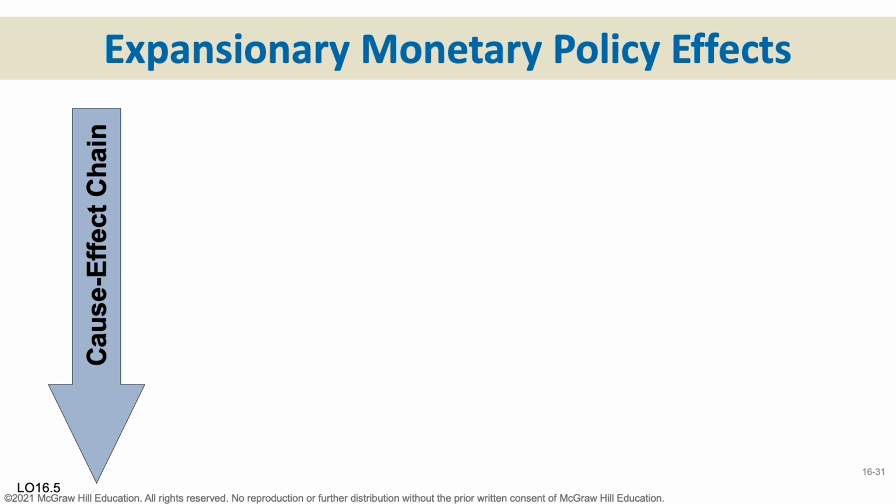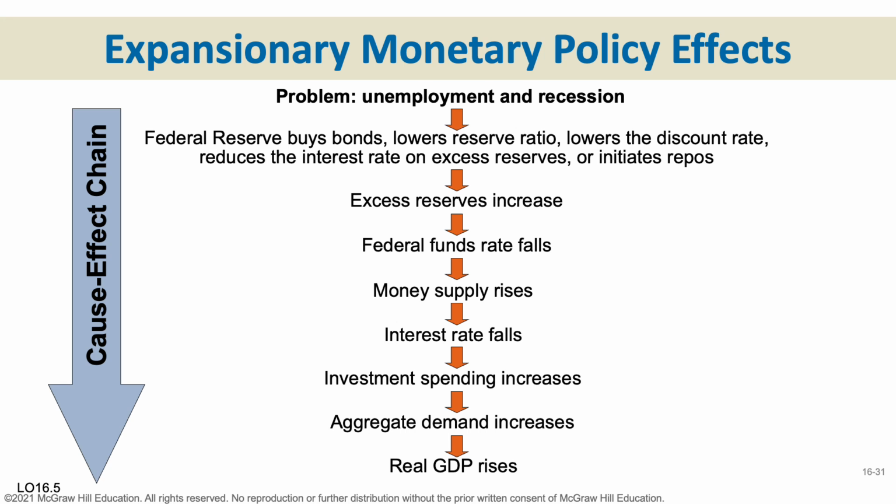This is really just a good way to test yourself, to see if you can follow it. It's a good summary slide. So expansionary monetary policy. When do we use it? Unemployment, recession. It gives you the whole list of what the Federal Reserve could do. All of those things, if they do any one or more of them, would increase excess reserves. Increase excess reserves, the federal funds rate falls, the money supply goes up, the interest rate falls, investment spending goes up. Anytime interest rates fall, aggregate demand goes up, and GDP goes up.